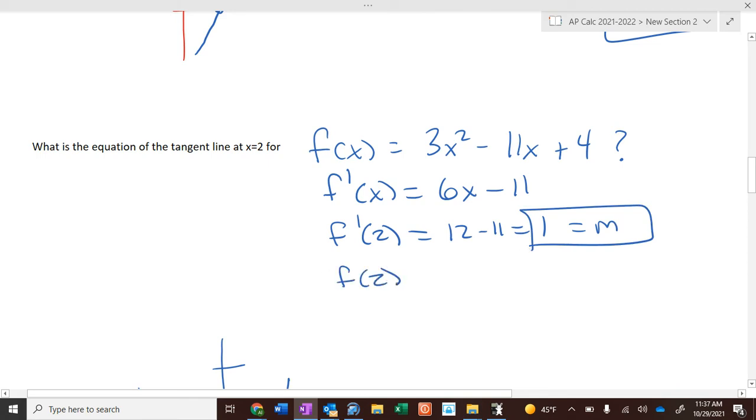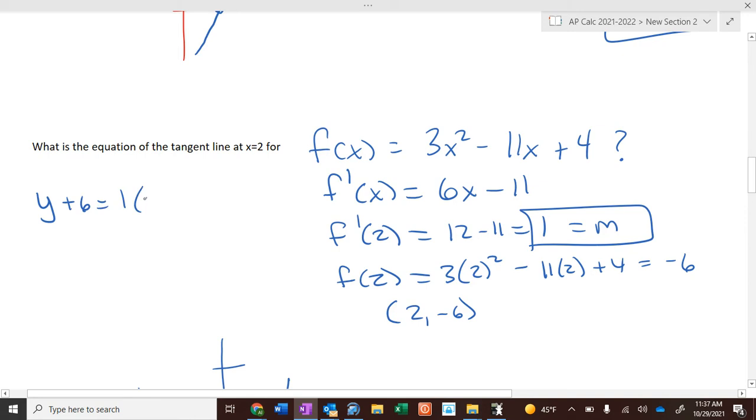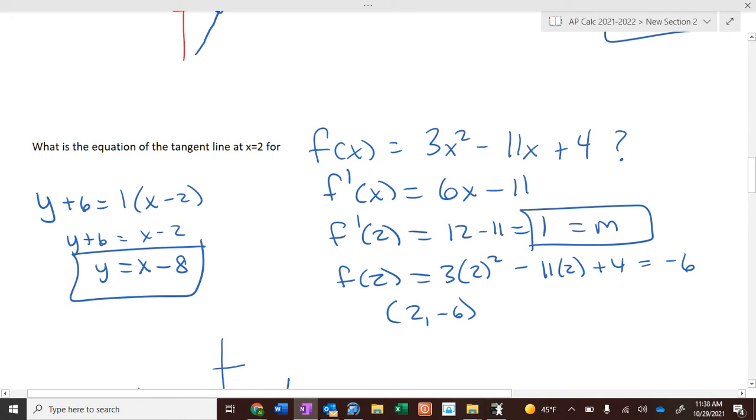You find f of 2, which is 3 times 2 cubed minus 3 times 2 squared plus 4 minus 2. So it's 12 minus 22, which is negative 10, plus 4, which is negative 6, right? So our point is 2, negative 6. So y plus 6 equals 1 times x minus 2. So y plus 6 equals x minus 2. y equals x minus 8. The equation of the tangent line.